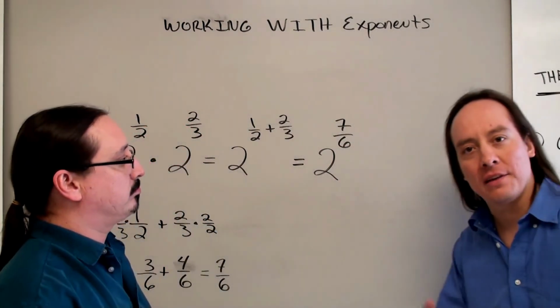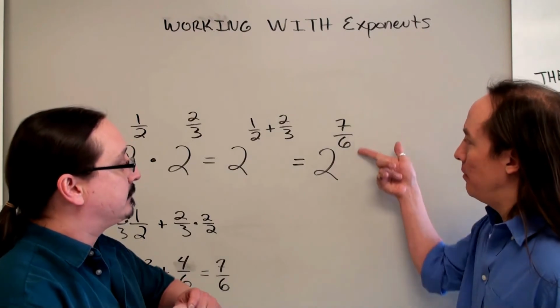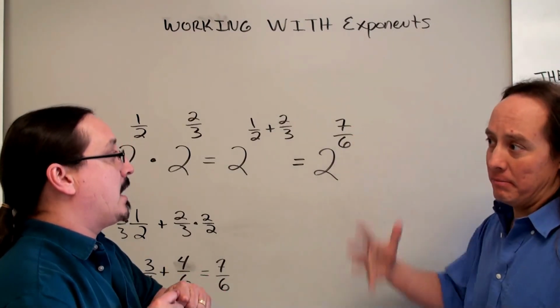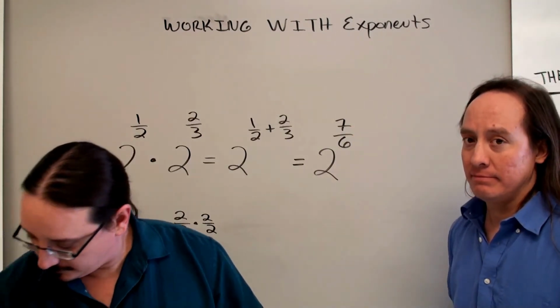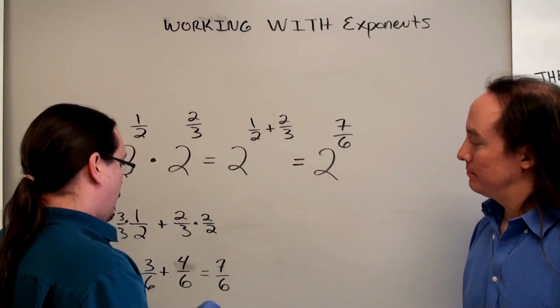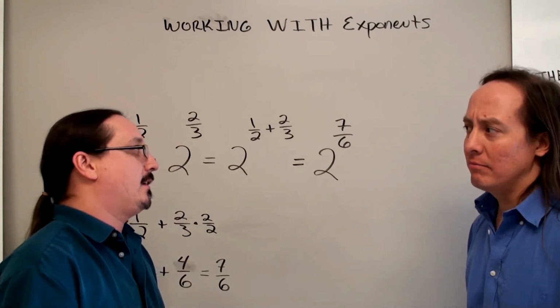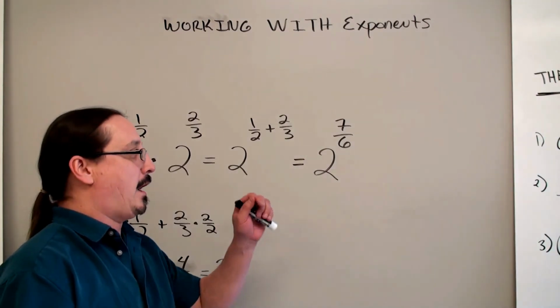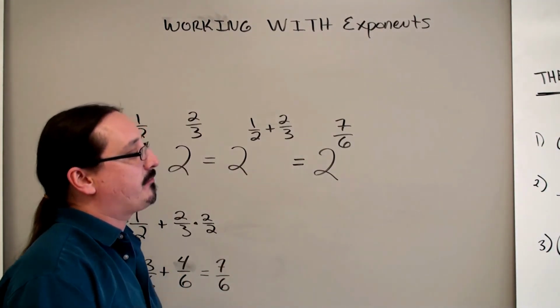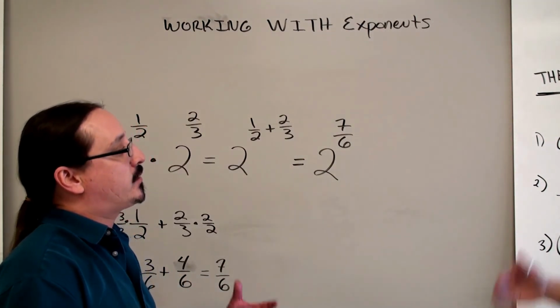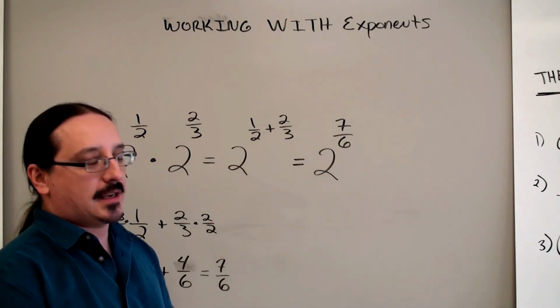Now, just a question, because I have a curiosity here. This is improper. Can you make that proper? Yes. Or is it just not recommended? No, it is. So would it be 2 to the 1 and 1/6?